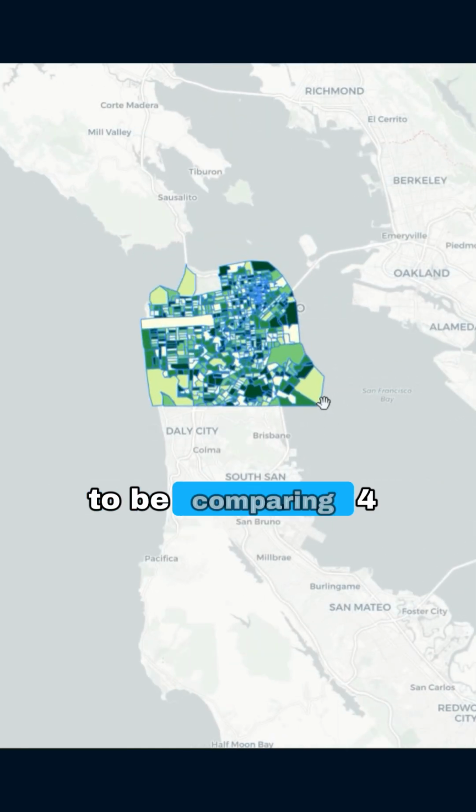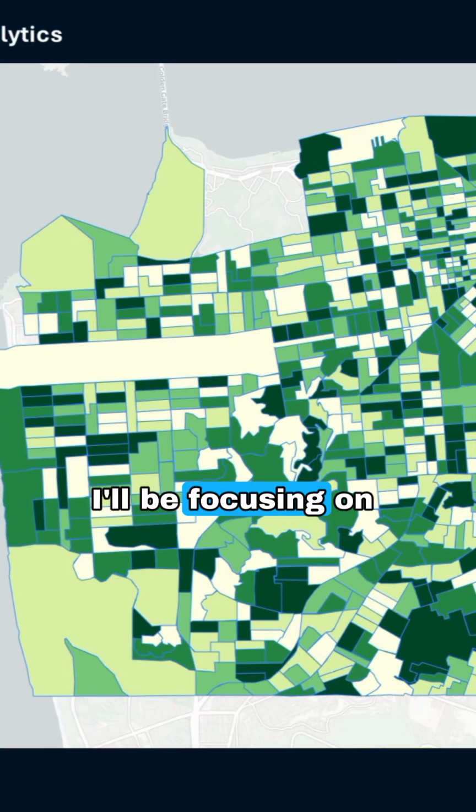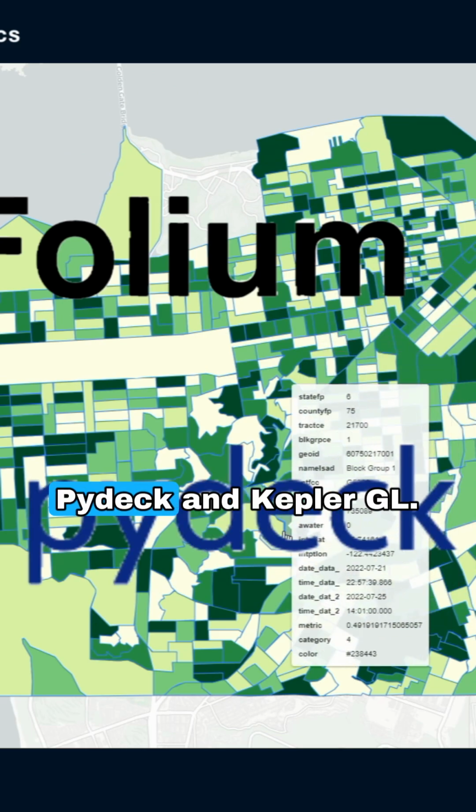In this video, I'm going to be comparing four Python libraries for geospatial visualization. I'll be focusing on Folium, Leafmap, Pydeck, and Kepler.gl.